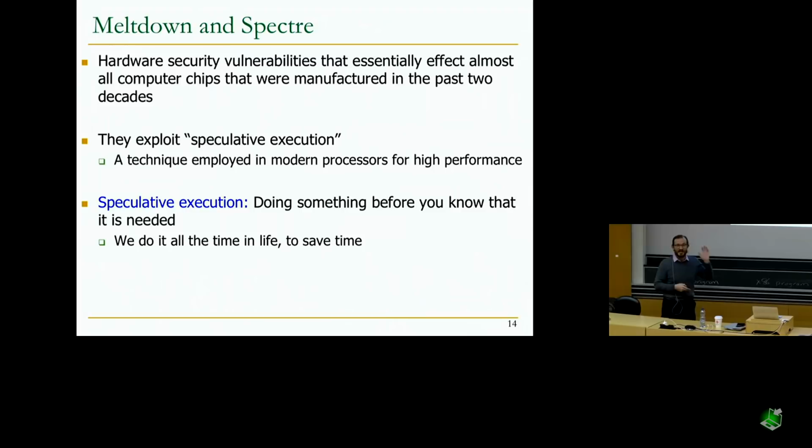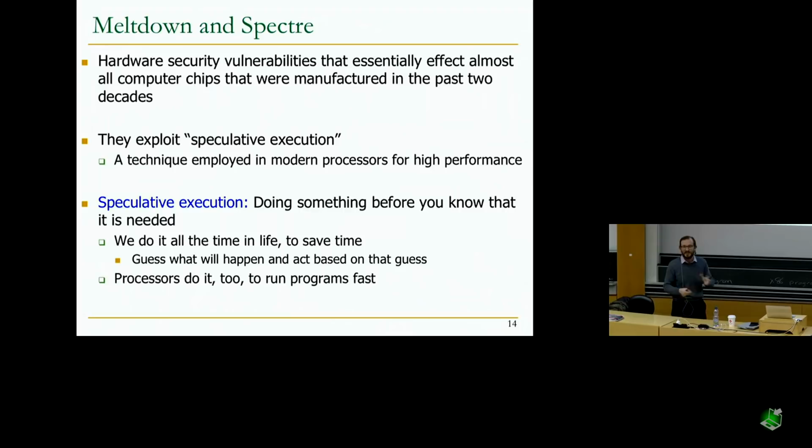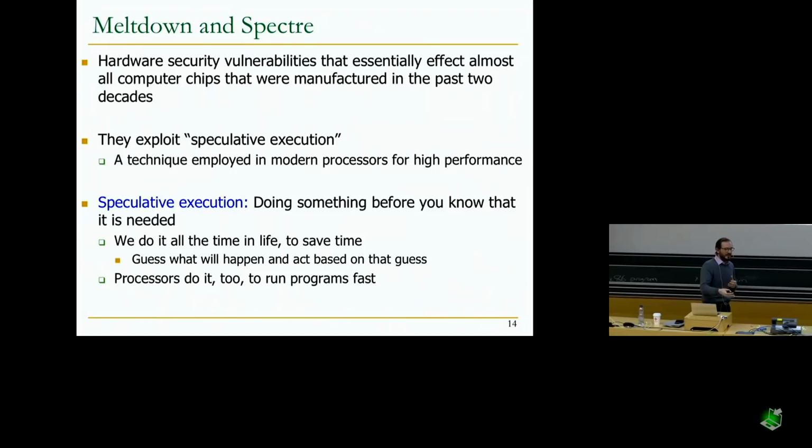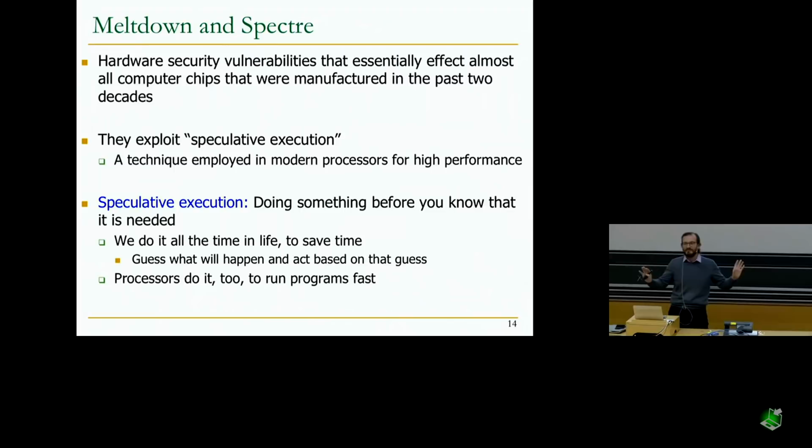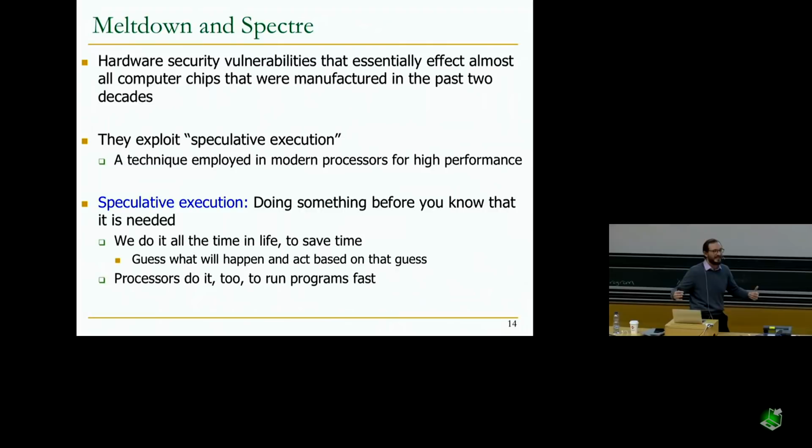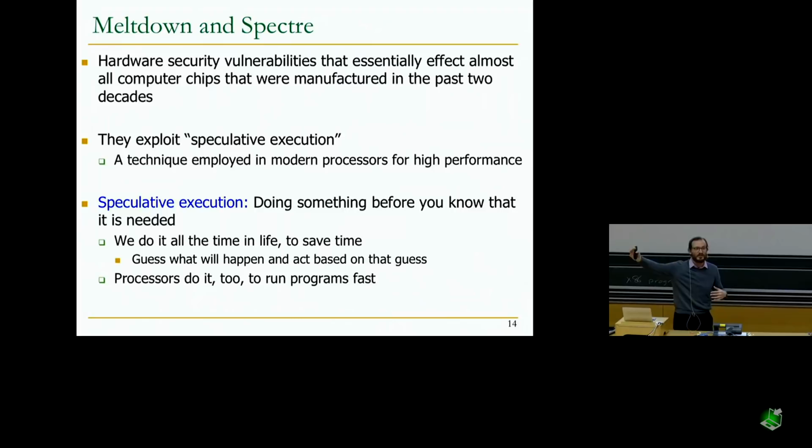Processors do it too to run programs fast. The principle is exactly the same. Guess and execute code speculatively. If you're correct, no problem. Everything is correct because you've done the right thing. If you're wrong, you've done the wrong thing, so you just need to ensure that what you've done doesn't get exposed to the users. That's the idea of speculative execution.